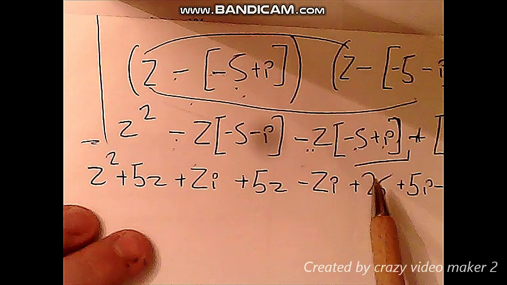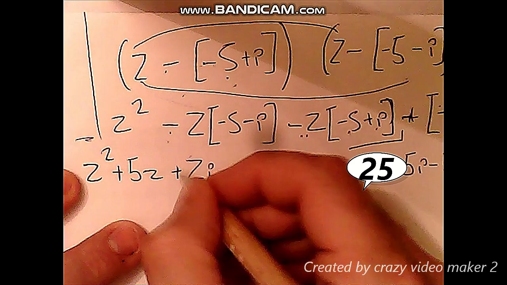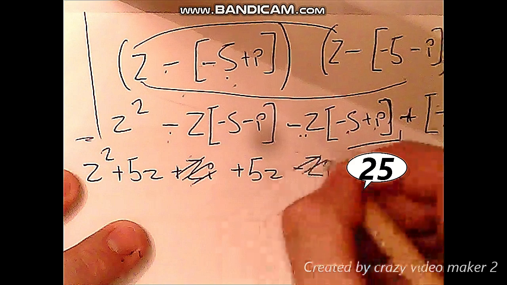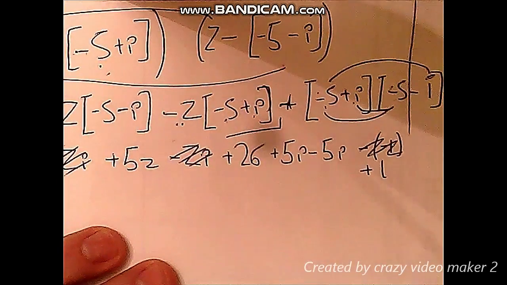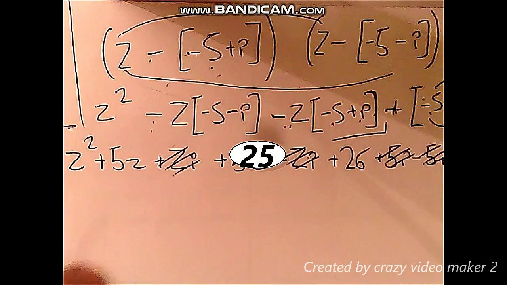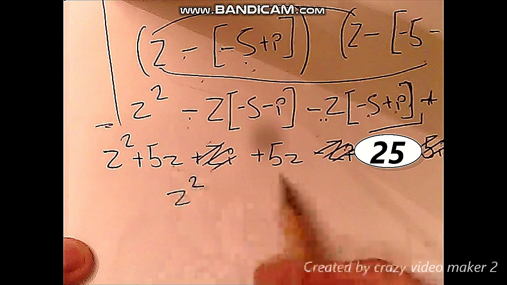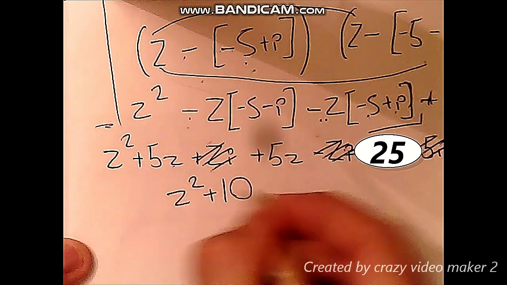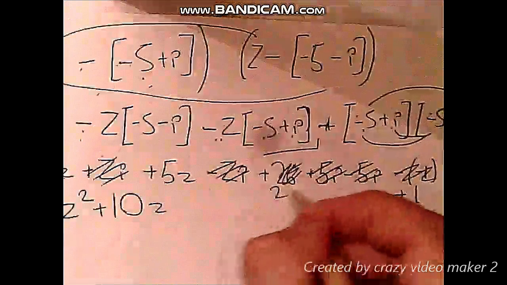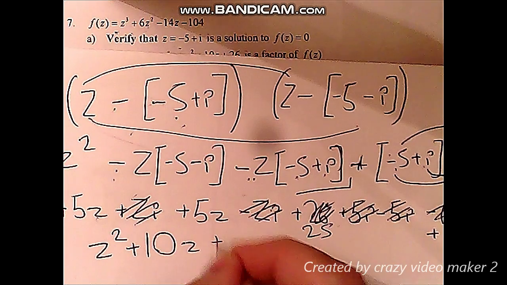Now I've got this big long list. I can do some nice things. I've got a positive zi and a negative zi, so I'm going to cross these out because they cancel out. On this way I've got a 5i and a negative 5i. These cancel out. So I'm left with z squared. I've got a 5z and 5z, which is a plus 10z. This should be a 25 because it's 5 times 5 is 25. 25 plus 1 is my 26, plus 26.